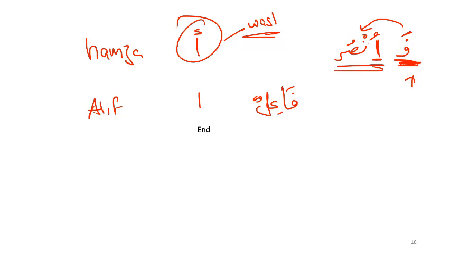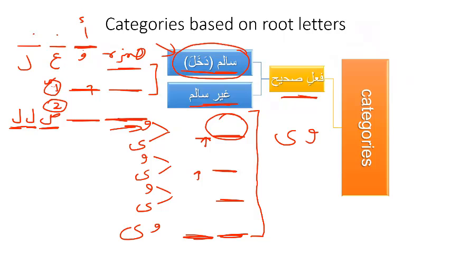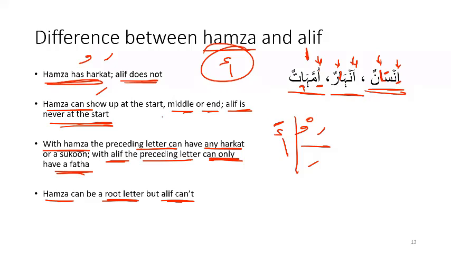Can we say that Alif is never in the beginning, and whatever comes in the beginning with the harkat is Hamzatul Wasl or Hamzatul Qata? Okay, let me take each of your comments, and most of them are right. You said that Alif will never be in the beginning. That's correct. So I'll go back because this is an important distinction. We have said that Alif is never at the start. Hamza can show up anywhere. What was your other point?